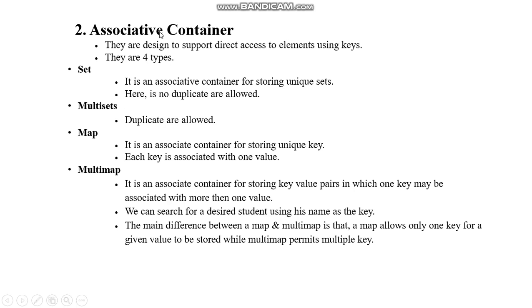Next component of STL is the associative container. This container is designed to support direct access to the elements using a key. So every element will have a key, and using that particular key, we can access the element. There are 4 different types of associative container: set, multi-set, map, and multi-map.